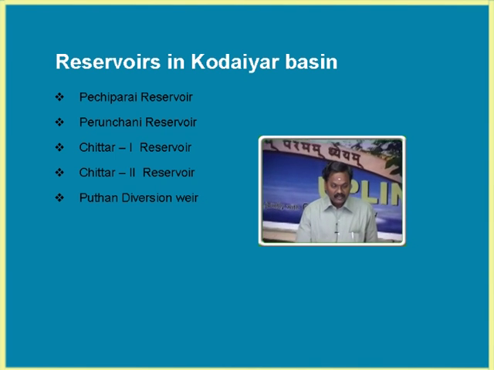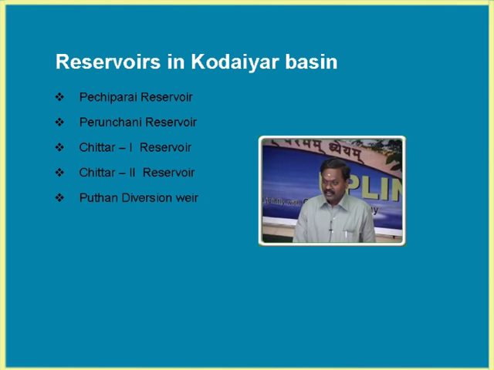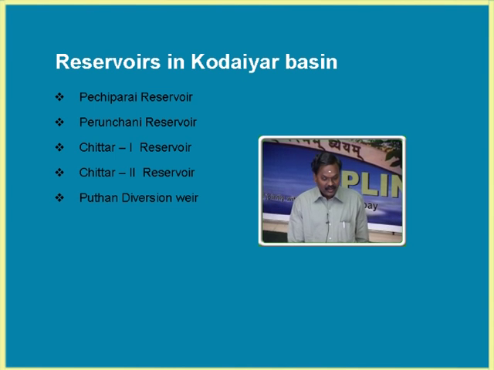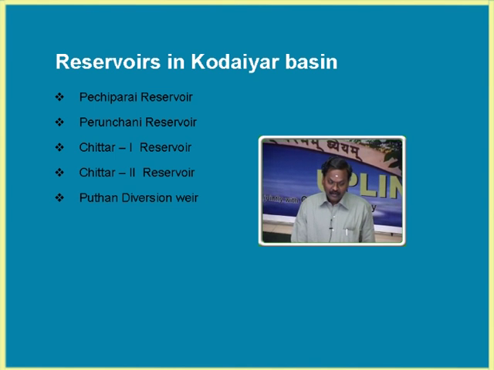So this reservoir is Pechipari, the major reservoir. The second reservoir is Perinchani, this is Chittar 1 and Chittar 2. Pechipari, Chittar and Perinchani are in parallel, whereas Chittar 1 and Chittar 2 are in series. So systematically this is a little complicated. And also the distribution point: the first demand is at this point, which can be met only by these two reservoirs. The other demands are from this Puthenweir, that is demand 2, demand 3 and demand 4.